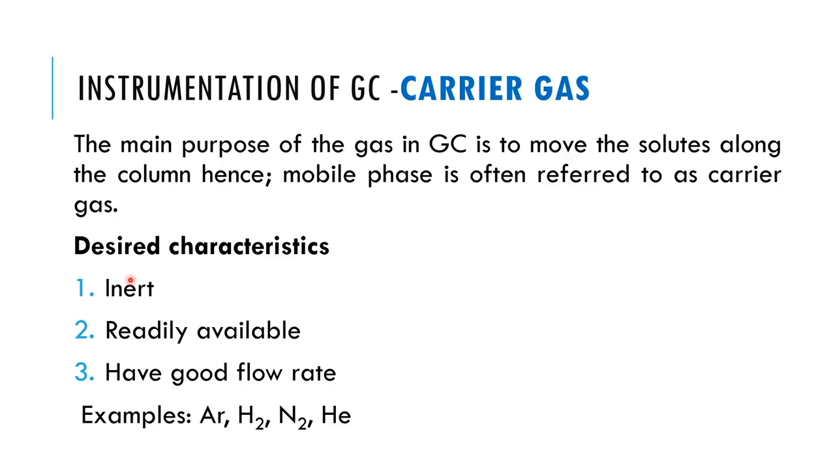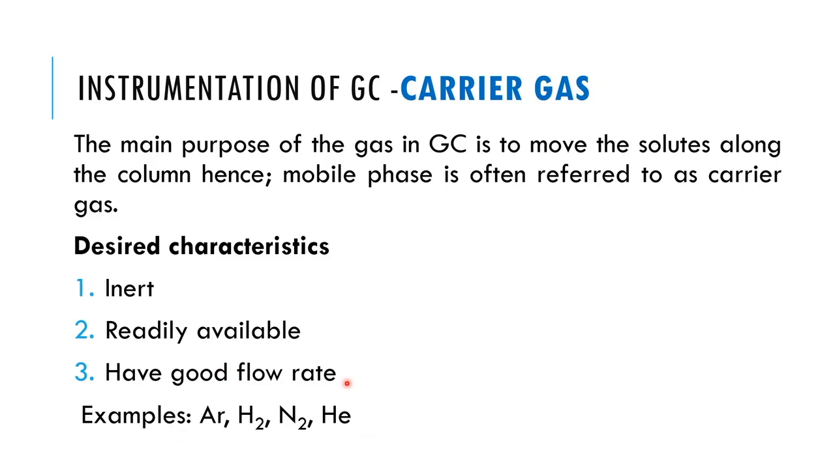It should be inert. It means it should not react with the solute which is being sent to the column. It should be readily available and it should have a very good flow rate, like linear velocity, that should be available. Different carrier gases which are used are argon, hydrogen, nitrogen, helium. They also use certain other carrier gases for other specific purposes.